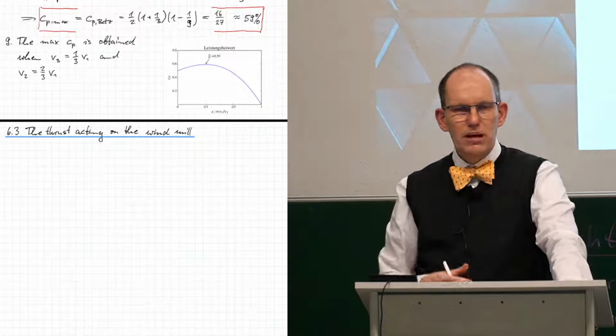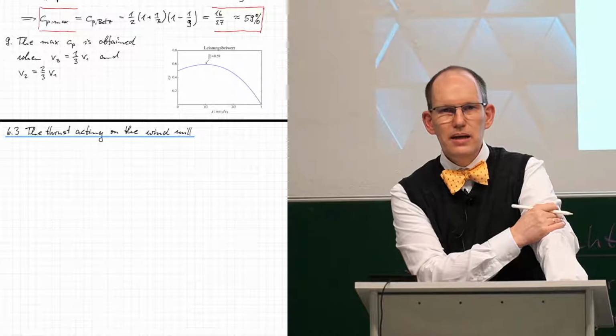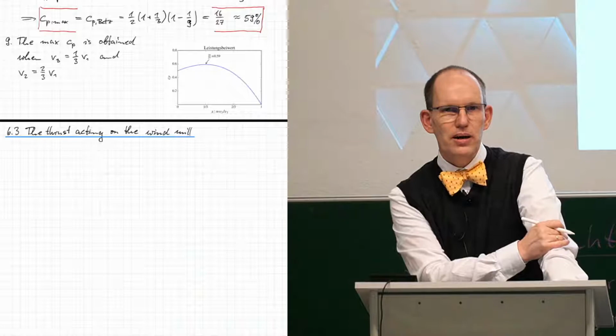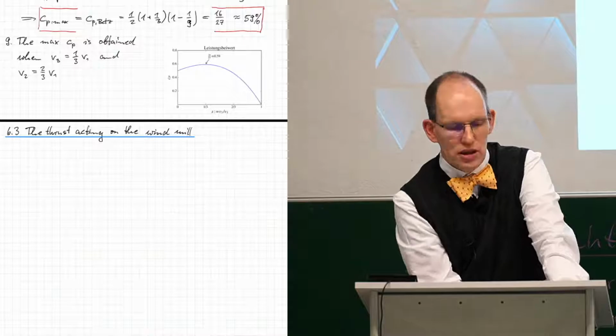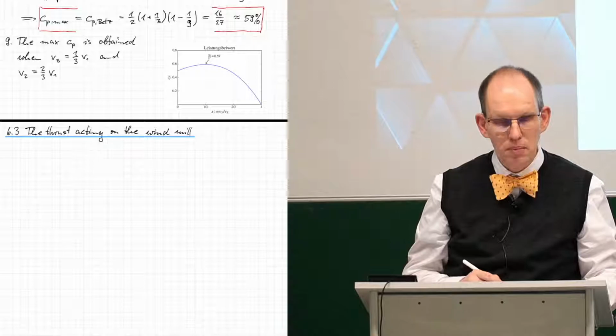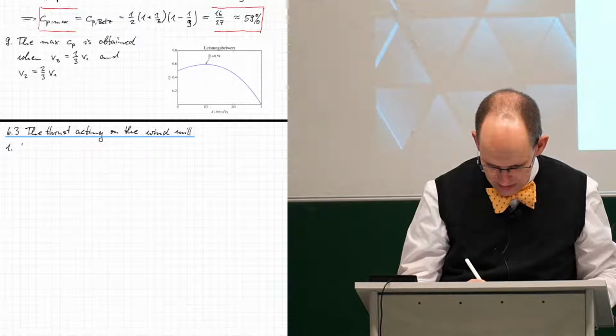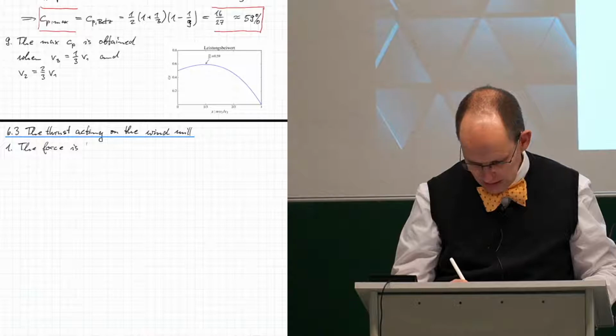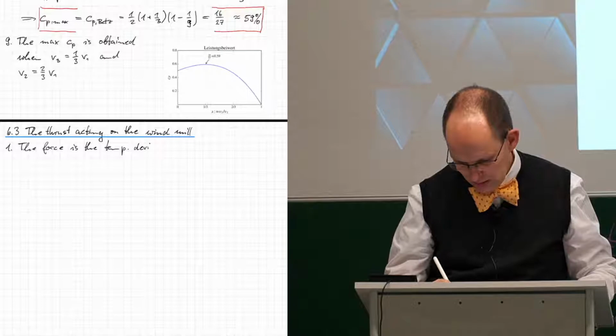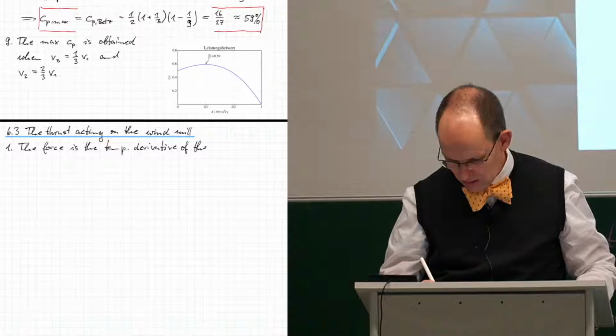How to approach this problem? We take a very canonic way. Namely, we just say that the force is equal to the change in momentum. So the force is the temporal derivative of the momentum of the wind. This is how we start. The force is the temporal derivative of the momentum of wind.